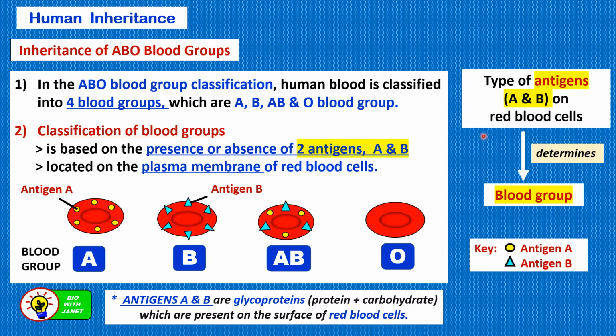Right? So this is part of revision, and here we can conclude the type of antigens A and B on the red blood cells, whether you have antigen A or antigen B, or both antigens or no antigens. All this will then determine your blood group, depending on what type of antigen you have in the red blood cells.